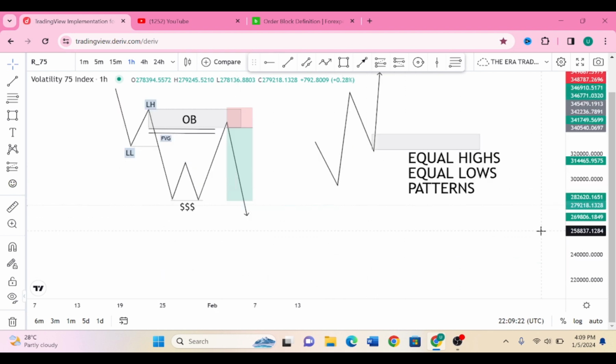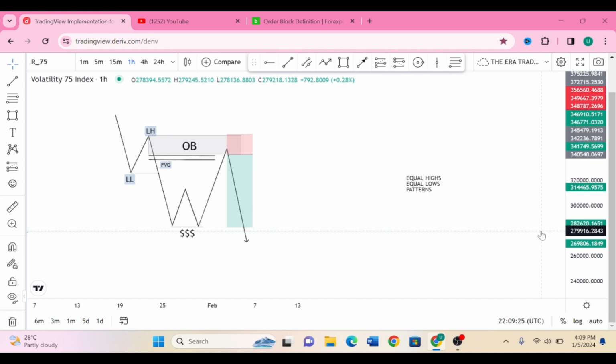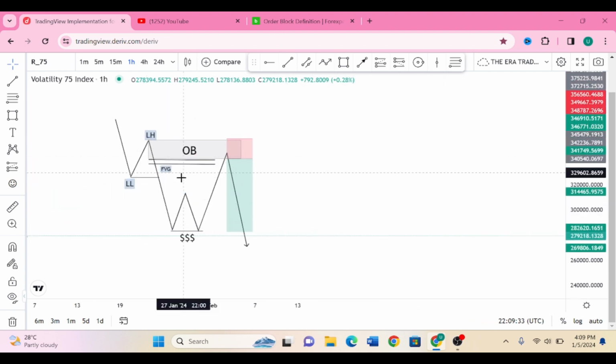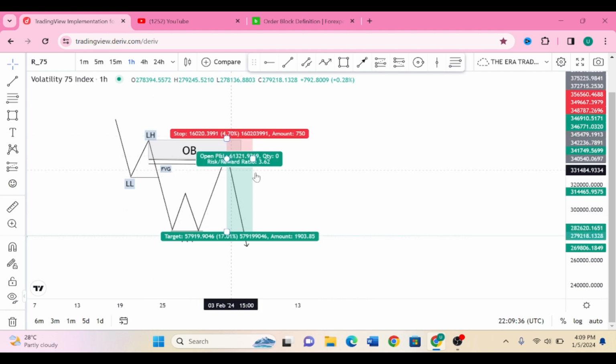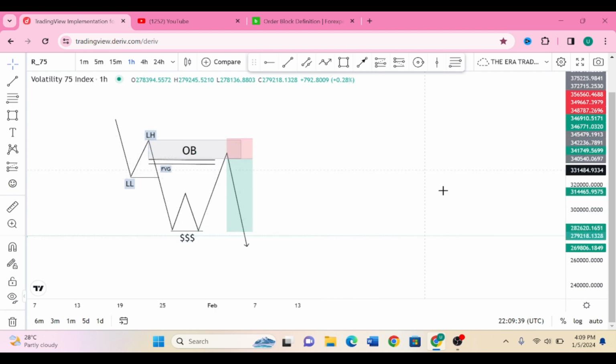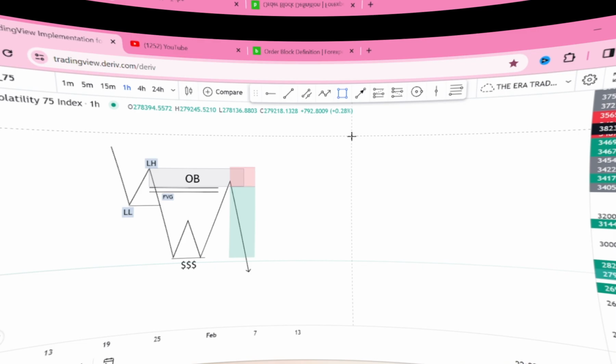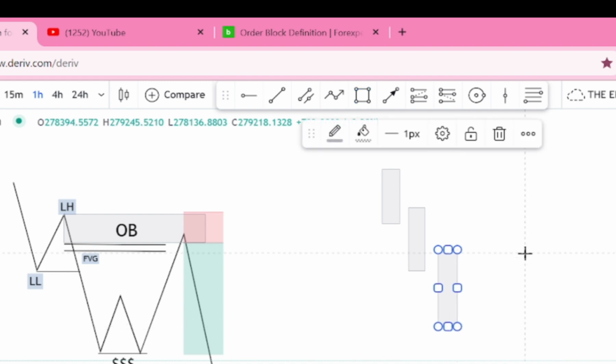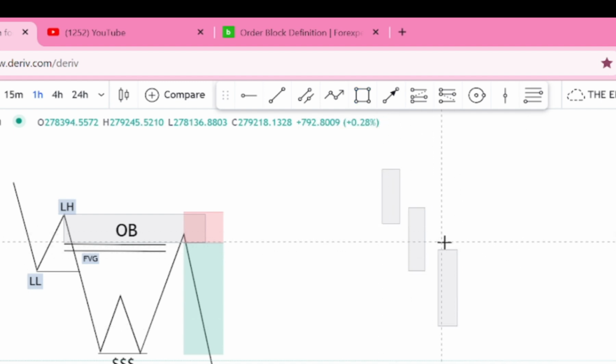After that you need to understand that for your order block to be valid, you need to have a fair value gap attached to it. A fair value gap is, like I said, theory: three significant candles that are in line. That's the low of this candle and the high of this candle, the wick. There's a gap.